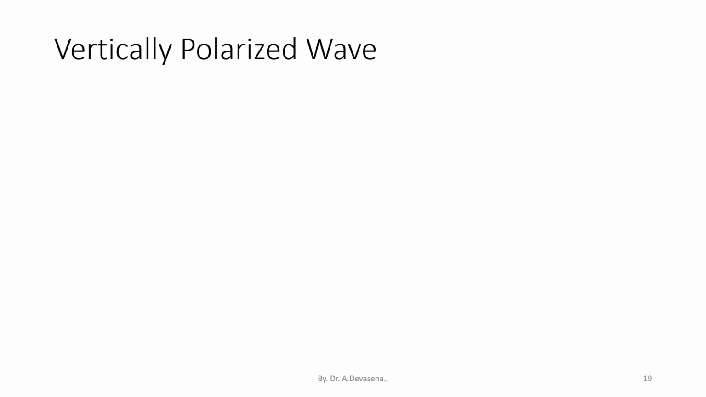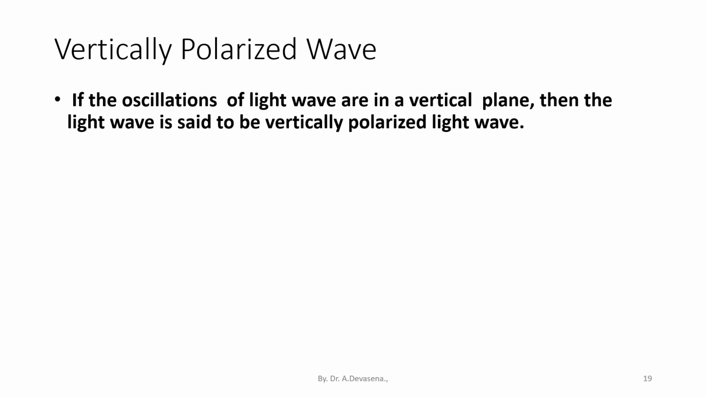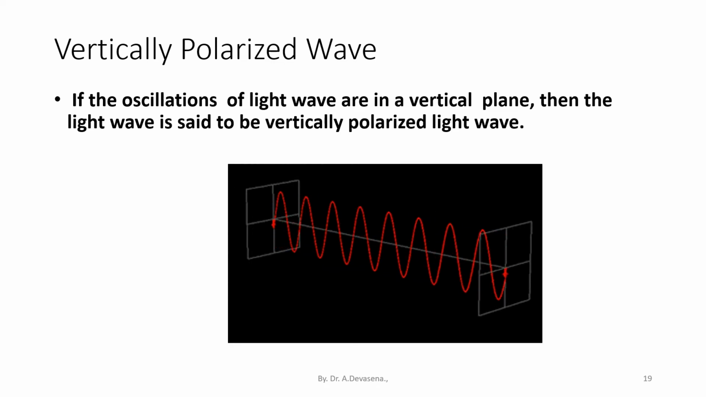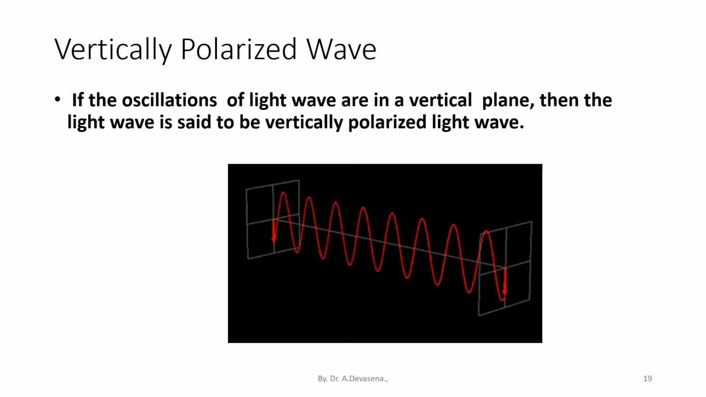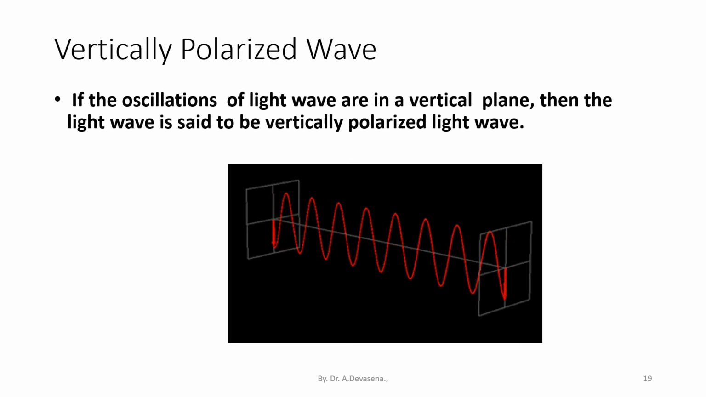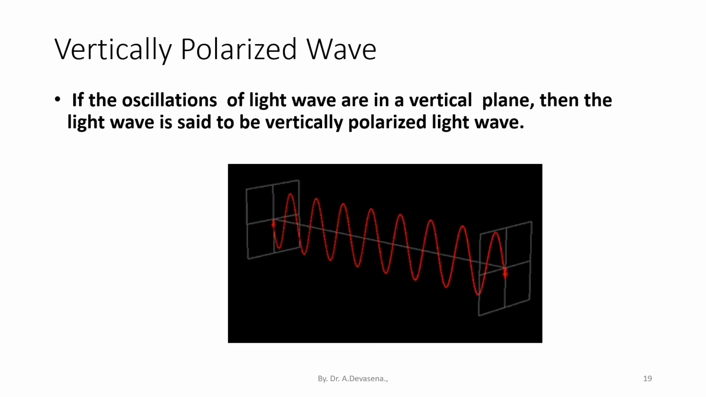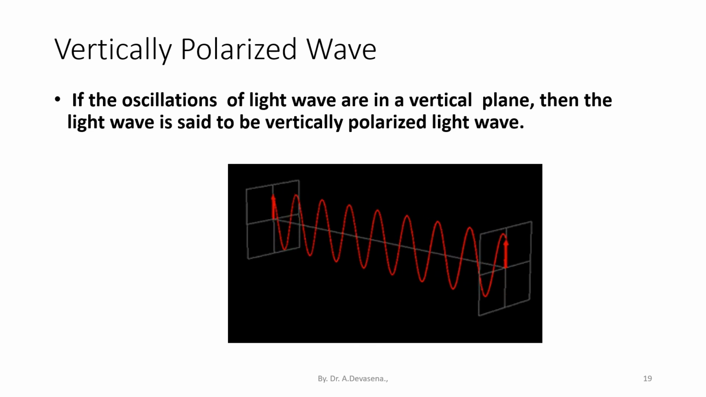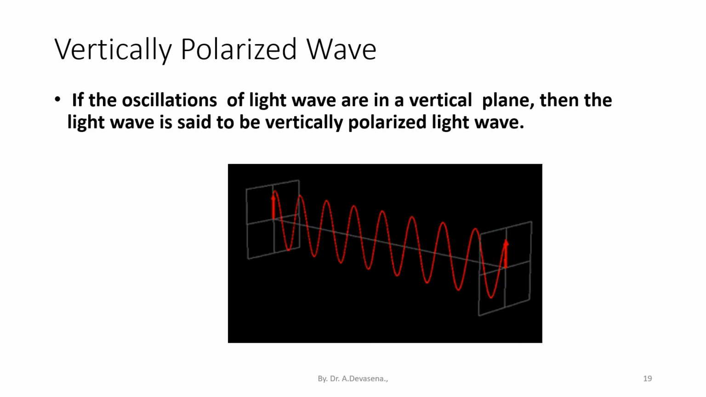Vertically polarized light wave. If the oscillations of the light wave are in a vertical plane, then the light wave is said to be vertically polarized. This is the representation of the vertically polarized light wave. Here, the polarization takes place in the vertical direction. This is indicated in this graph.